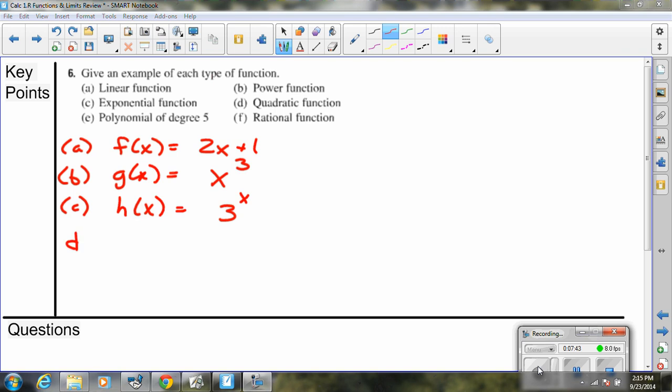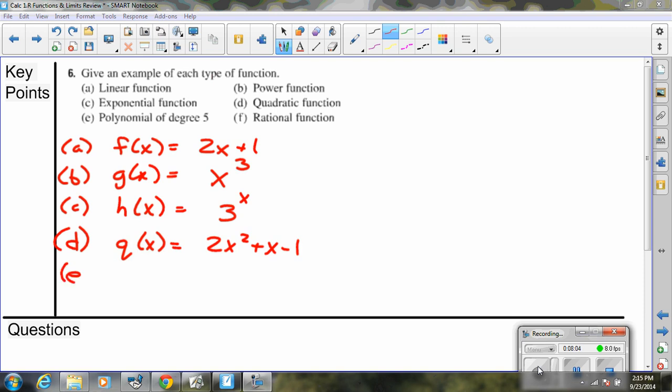Part D, a quadratic function must have at most an exponent of 2. It's a polynomial of degree 2, so we could have something like 2x squared plus x minus 1. That's one type of quadratic.